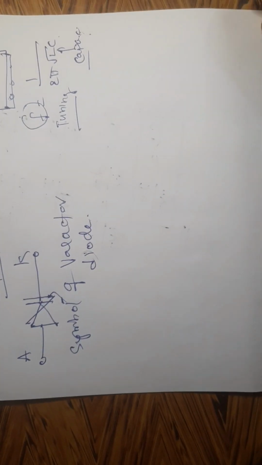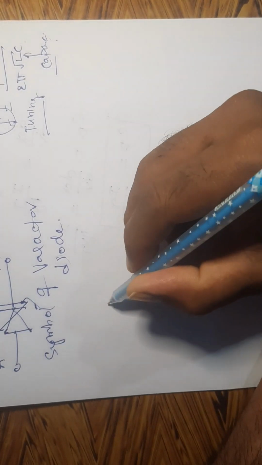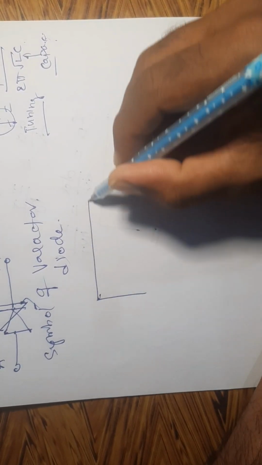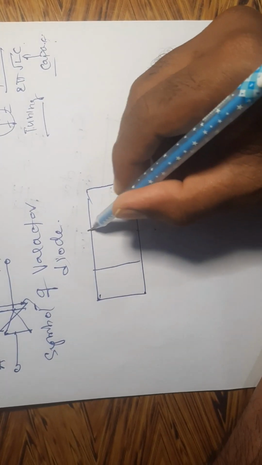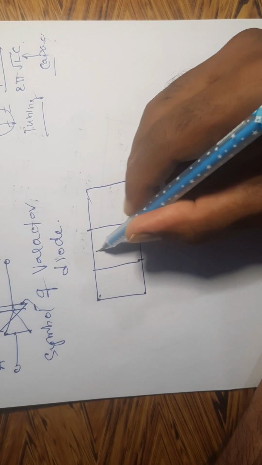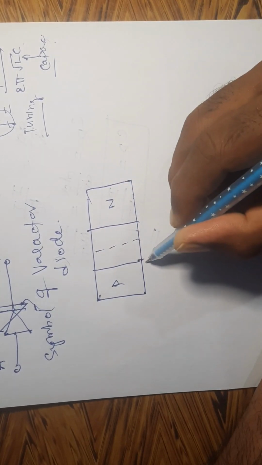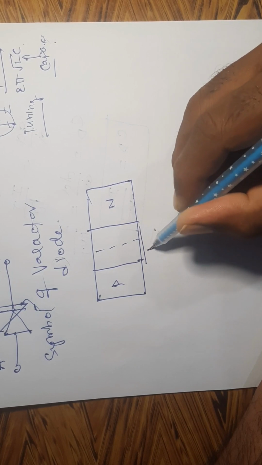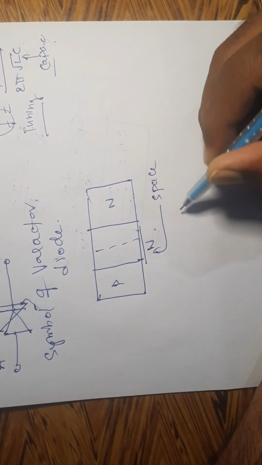Now let's see how it operates. This is the p type and this is the n type, and this is the depletion layer width, and this is the space charge region.